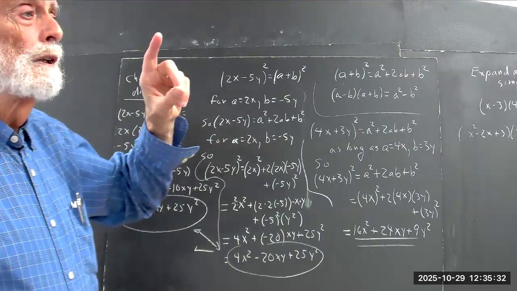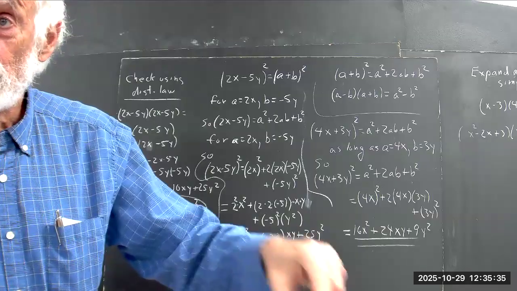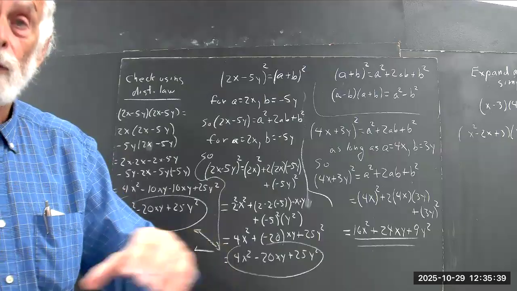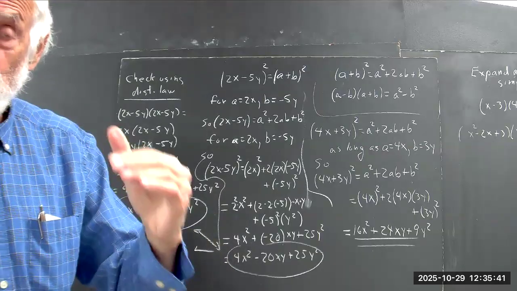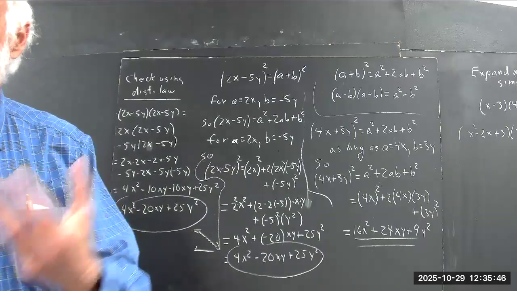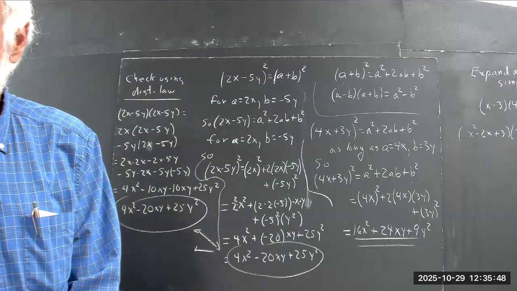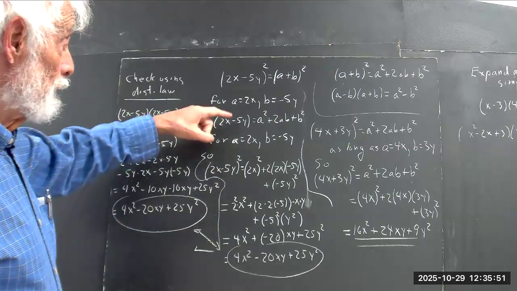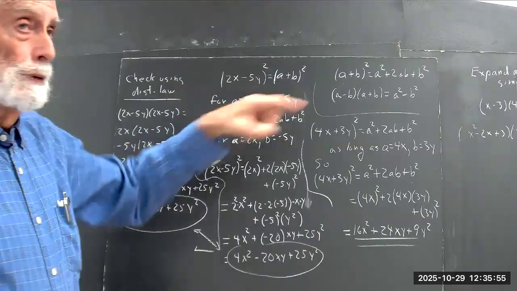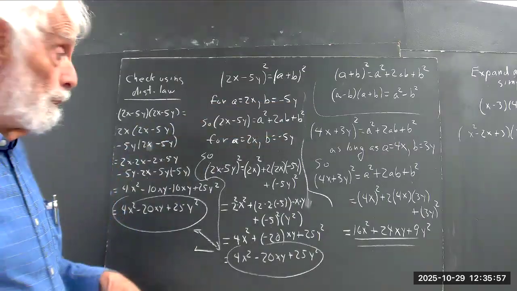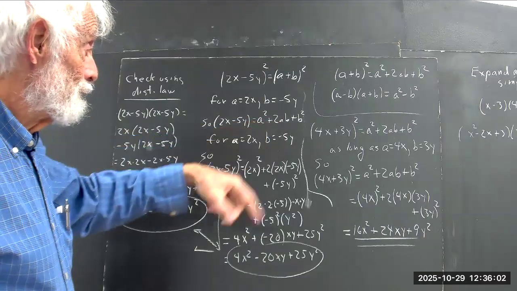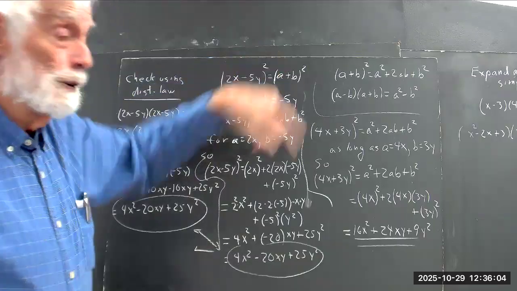And I tell them, I want you to use all the words that I'm using. I want you to copy my words down exactly when you do the homework, the first few homework problems, because I want you to tell yourself what you're doing at every step instead of just imitating something you're going to forget. Okay? So I tell them for a equals this, for a equals 2x, b equals negative 5y. So this equals this. And maybe you're right because this equals this.